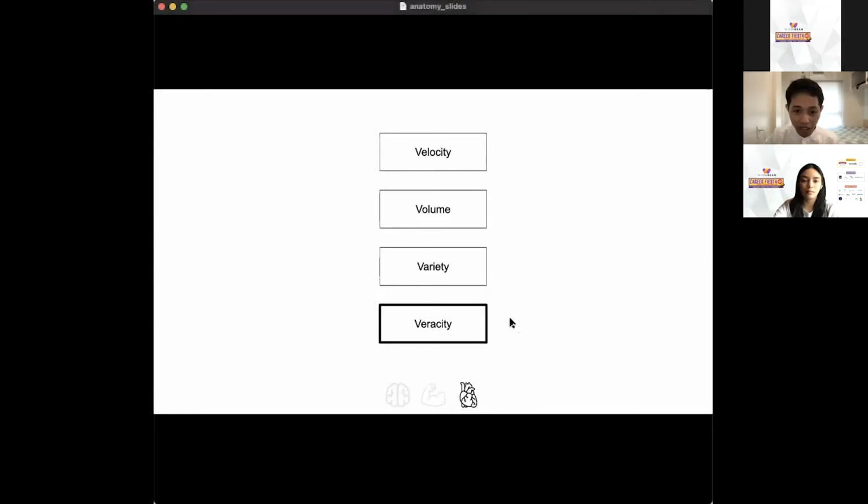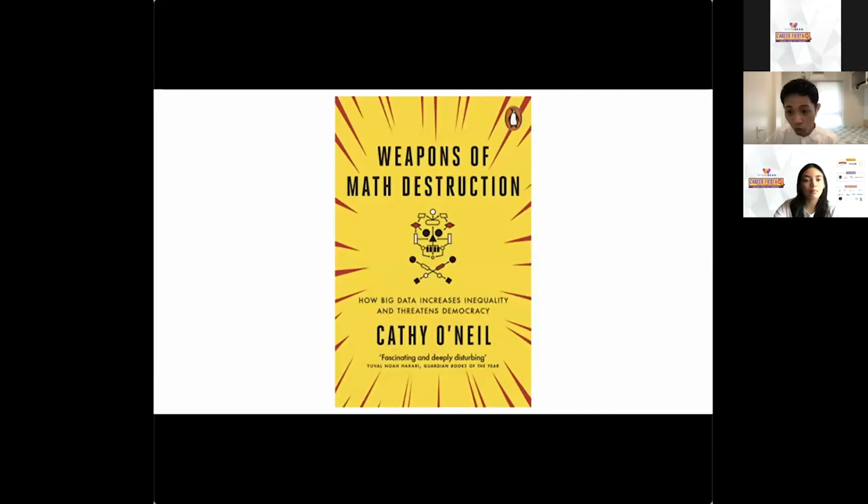Here is a book recommendation, if you want to know more about machine learning that is used against minorities. One example is the prediction of crime. These algorithms are trained on biased data and cause reinforcement of racism, among other systemic issues.